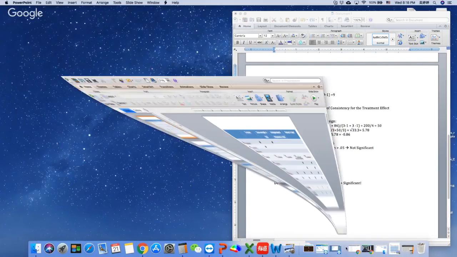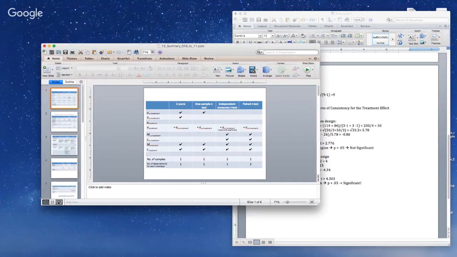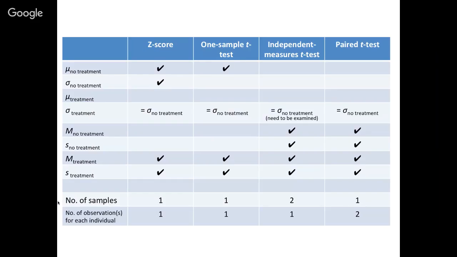And then I'm going to give you a summary of all of the t-tests and also the z-test, the statistical approaches we use to compare means, right? So the first slide here is the data structure of these four kinds of tests.